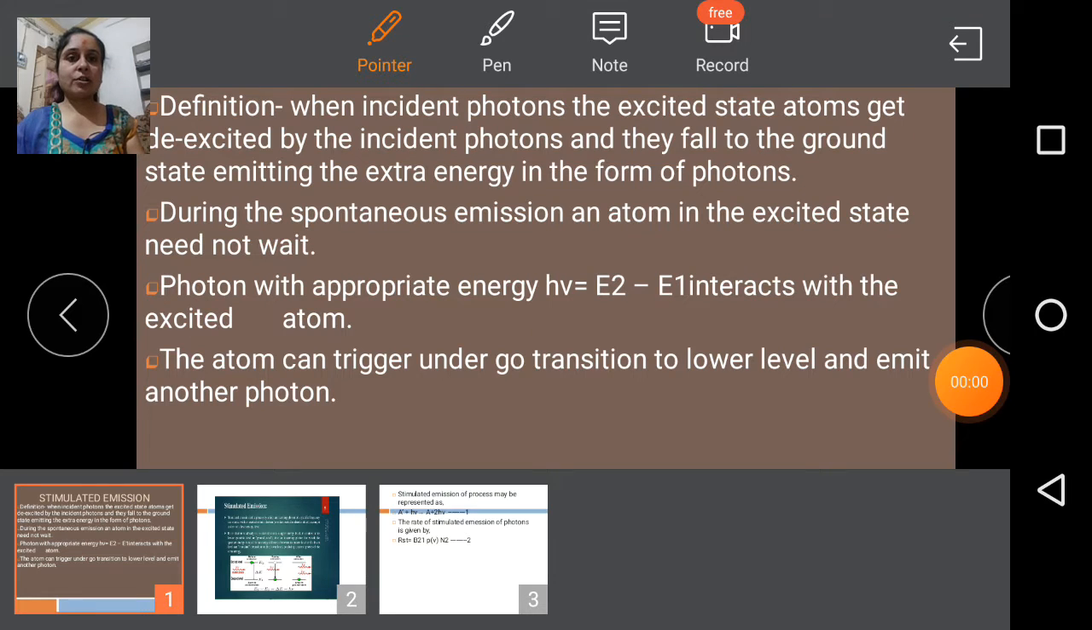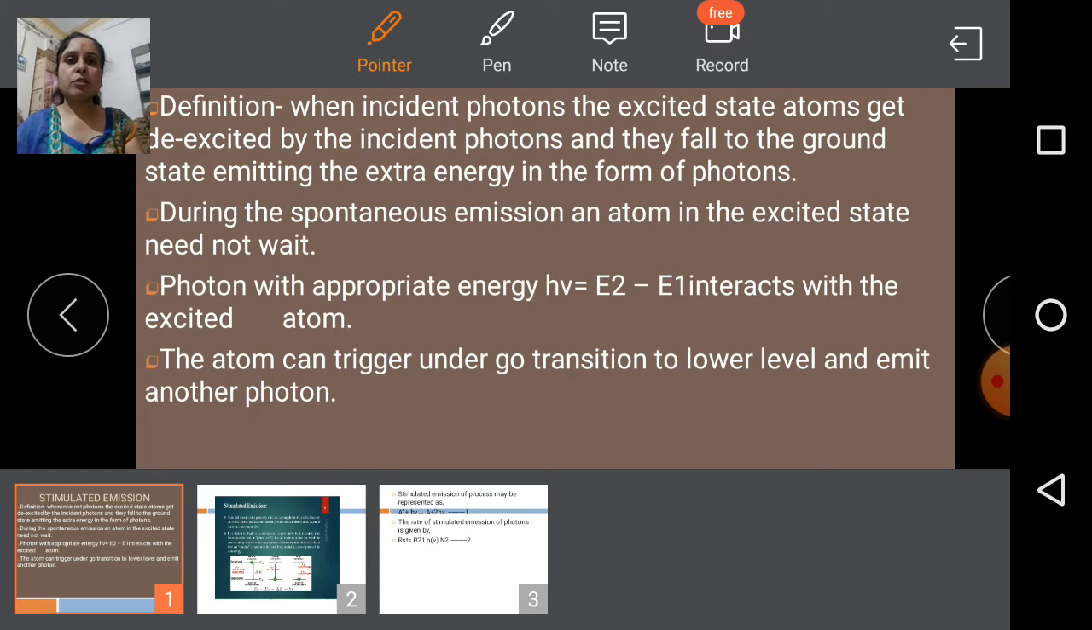In the last lecture, we discussed the three processes of light: first is absorption, second is spontaneous emission, and third is stimulated emission. In absorption, we discussed how an atom present in the ground state goes to the excited state.